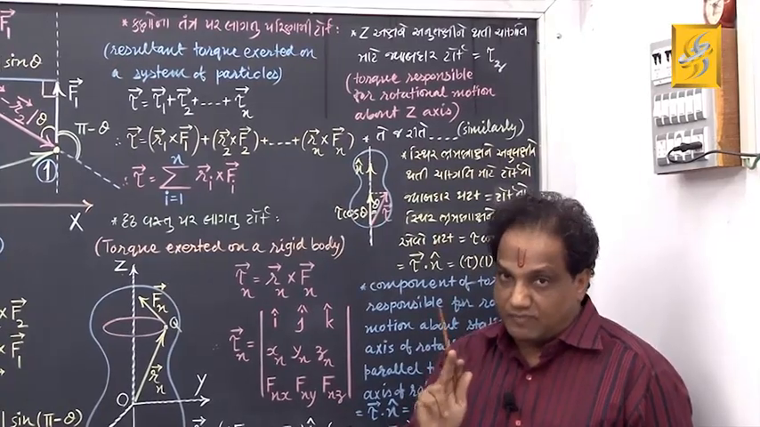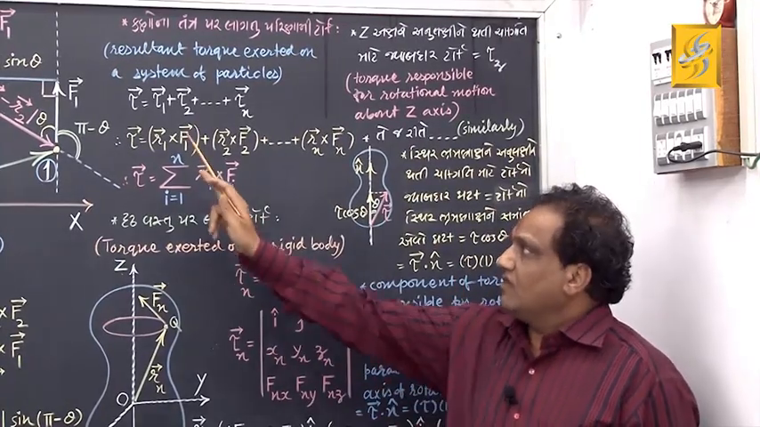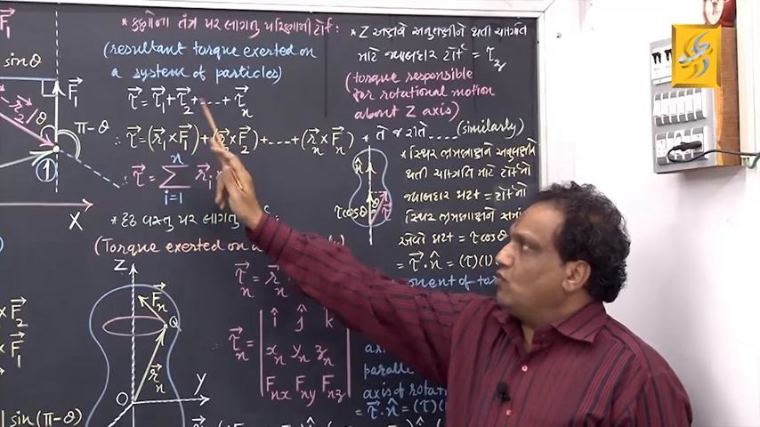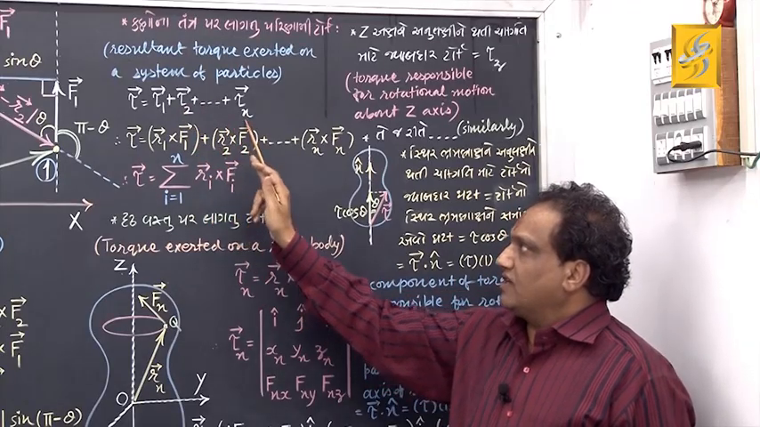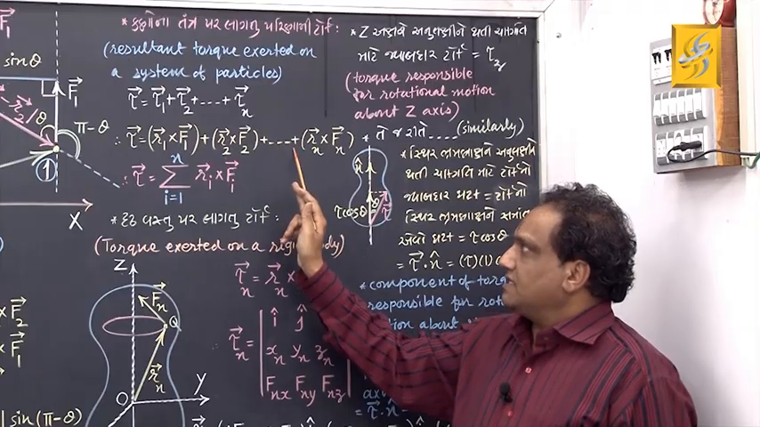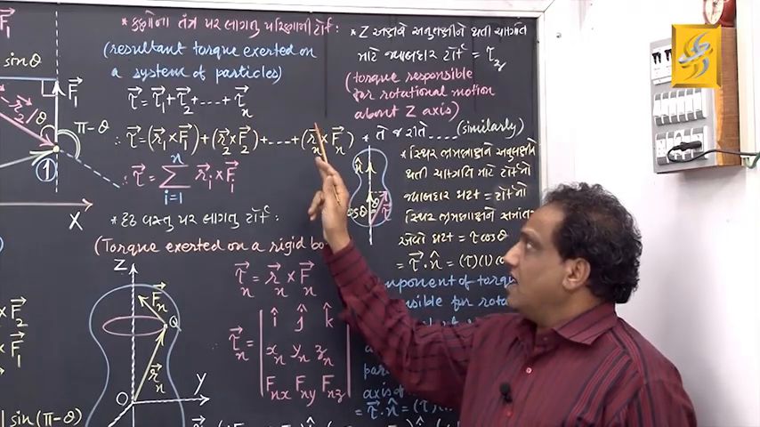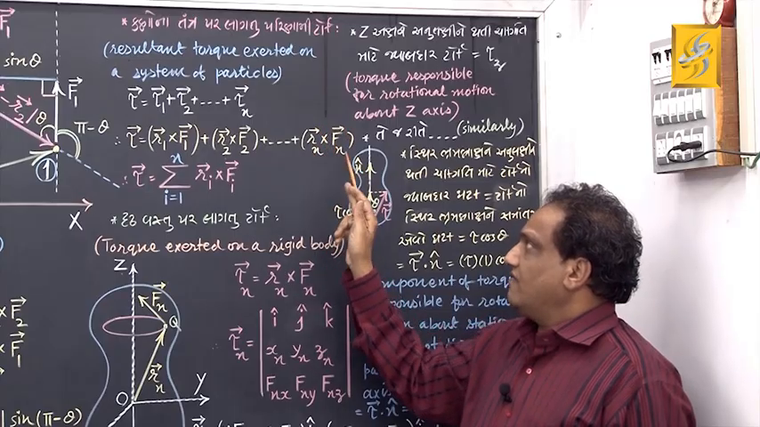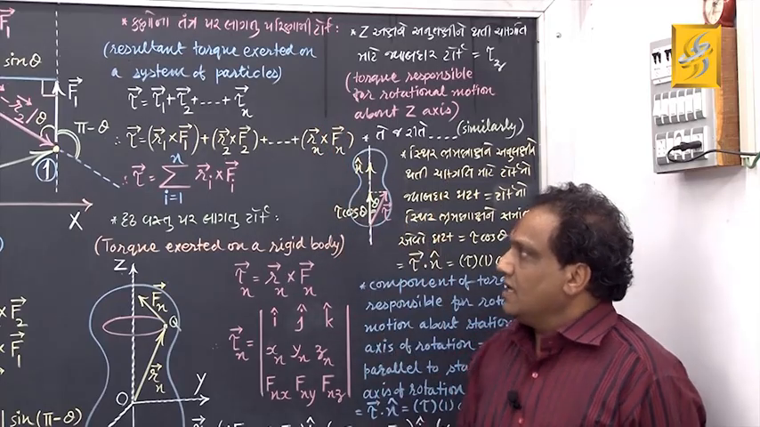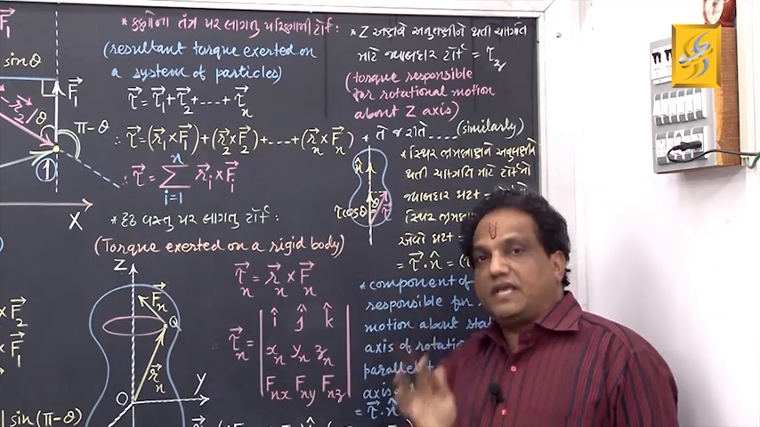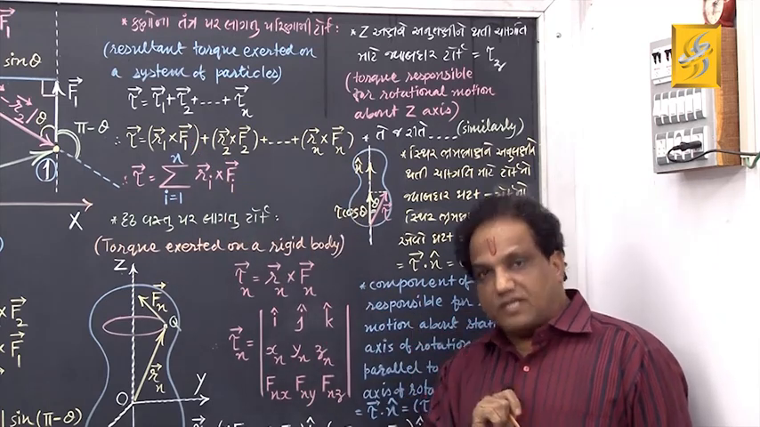Torque exerted on the first particle, from the basic definition, is vector r1 cross vector f1. Vector tau2 will be vector r2 cross vector f2, plus and so on, plus vector tau n, which is equal to vector rn cross vector fn. Fine. Now tell me, all these terms can be represented by a single term.